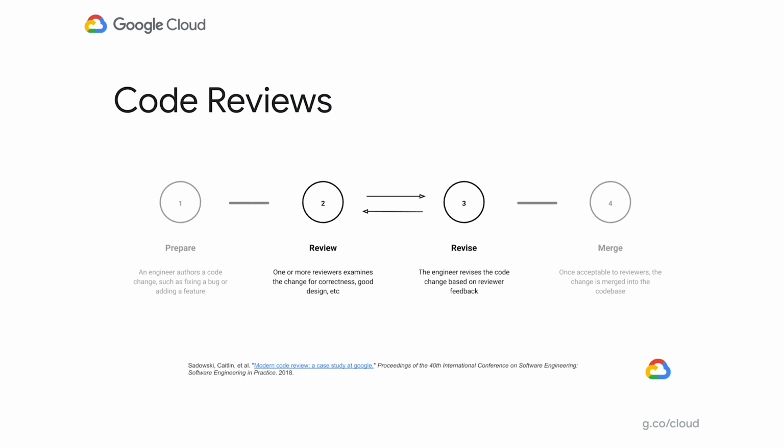But once everybody's satisfied, the code gets merged into the code base, and the author moves on to the next change that they might make. So this is typically how code review works at Google, but it's very common at other companies as well. If you want to know more about Google, you can find out more in this paper from Caitlin Sadowski called Modern Code Review: A Case Study at Google. It works very similarly in open source as well.